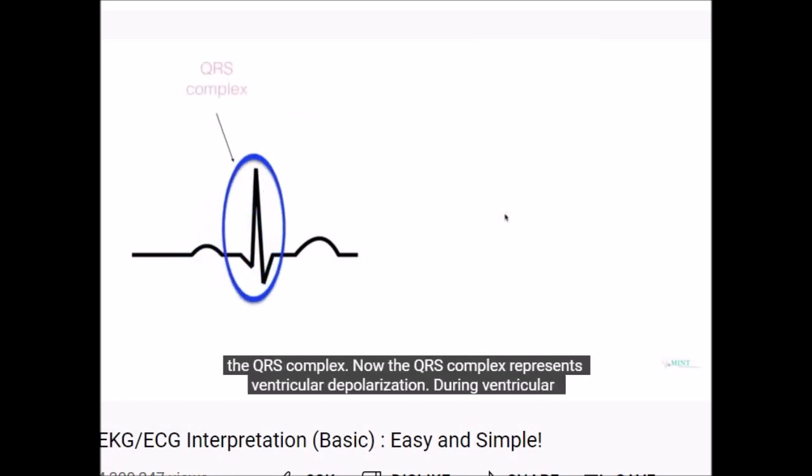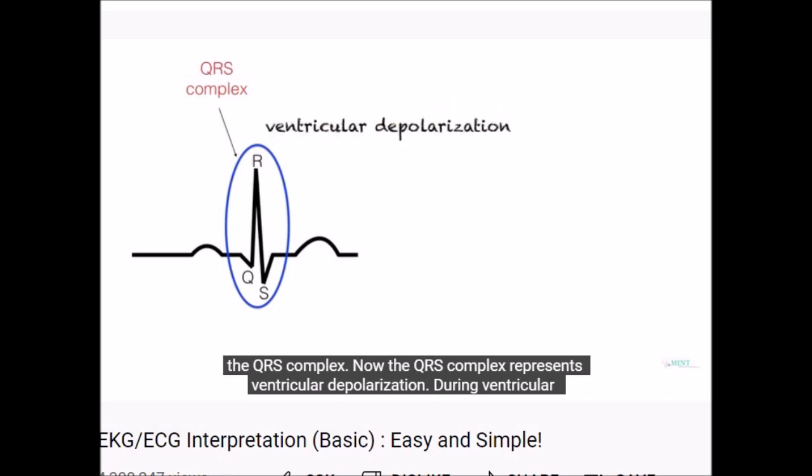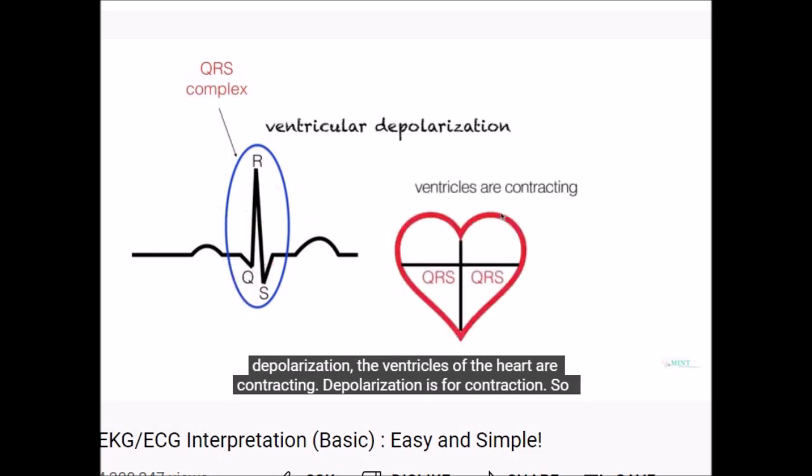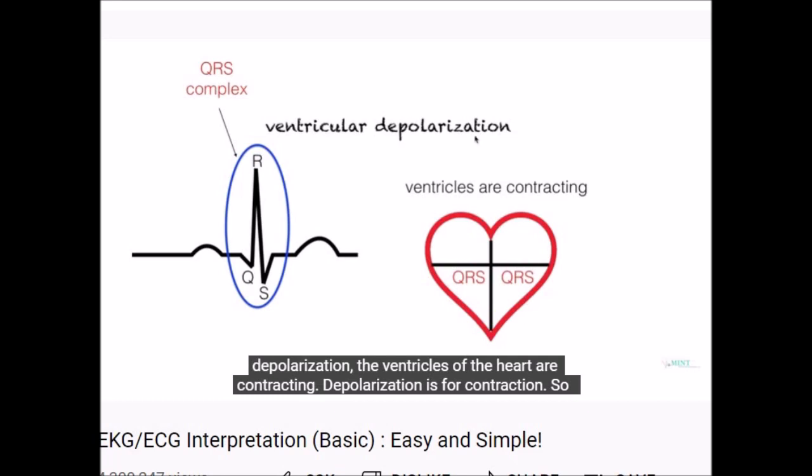Next up, the QRS complex. The QRS complex represents ventricular depolarization. During ventricular depolarization, the ventricles of the heart are contracting. Depolarization is for contraction. So how would you know which one is which? The P wave is for atria while the QRS is for ventricles. If you look at the diagram, the QRS complex kind of looks like an inverted V. So V for ventricles. When you see a QRS complex, think about ventricular depolarization.